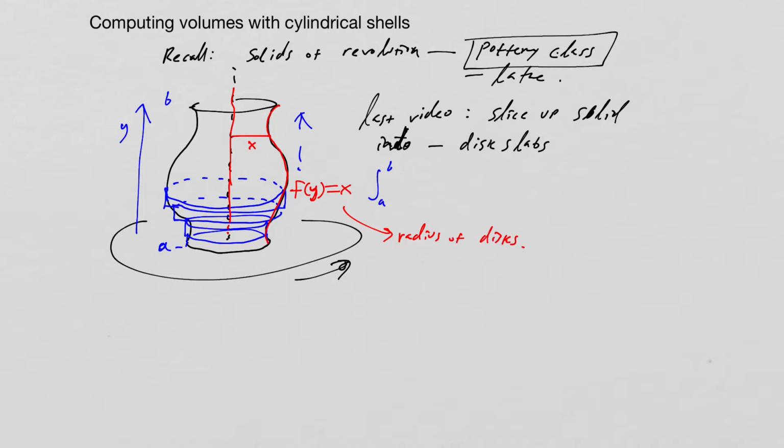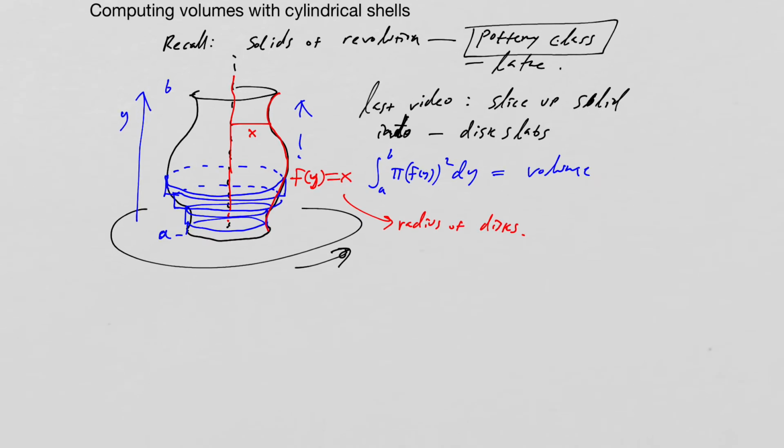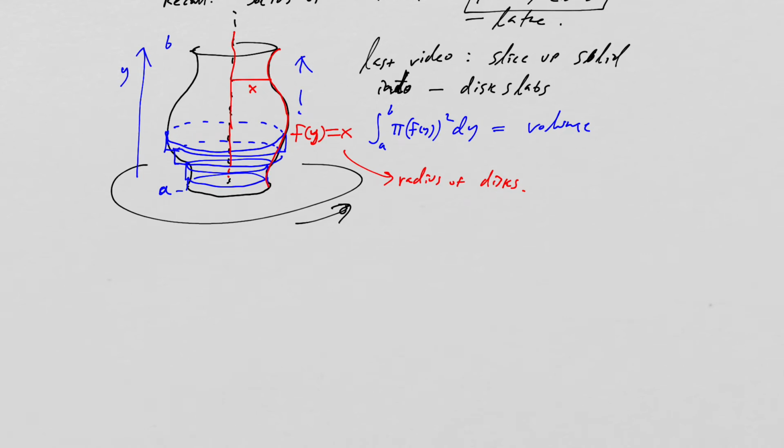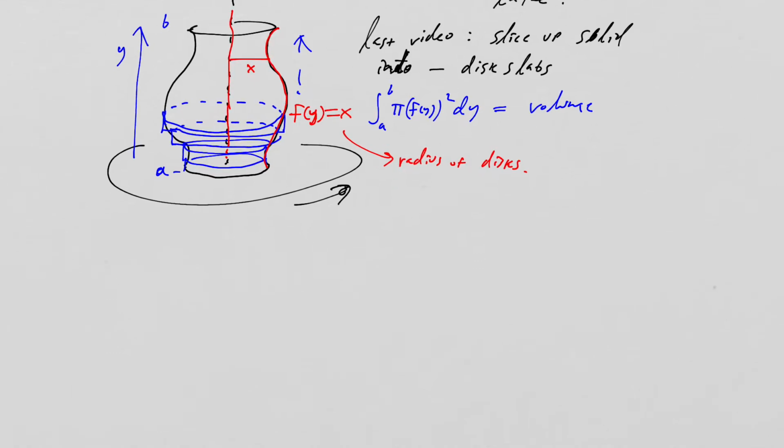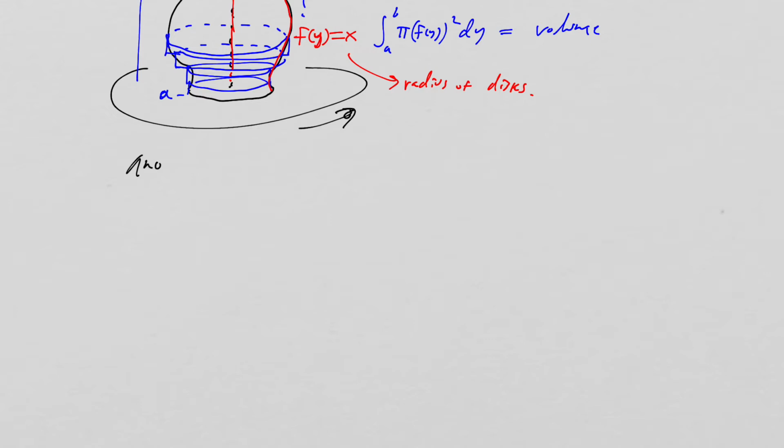With that together, we can say this is going to be pi times f of y quantity squared dy, and that would be the volume of that shape. Okay, that's fine, but it turns out there's another approach to doing these types of shapes, and it depends on the application. So now I'm going to talk about another approach.